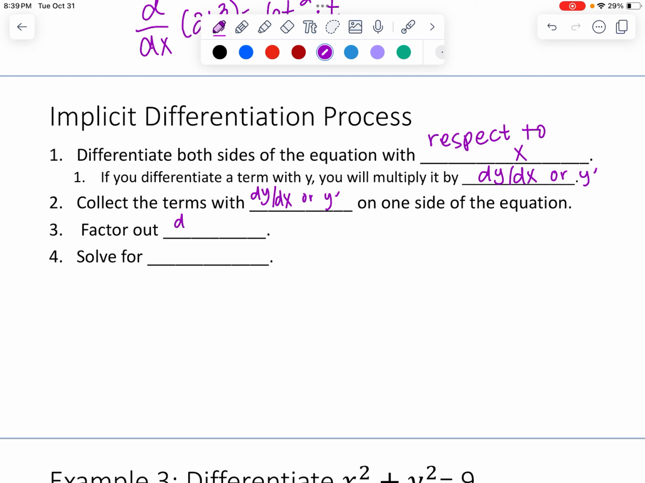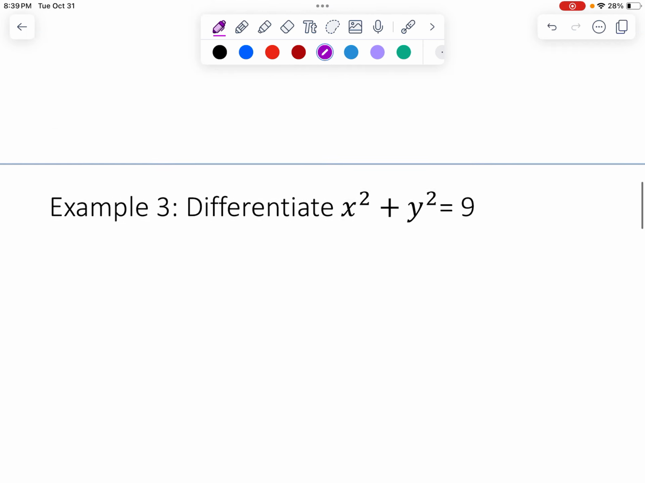Then you will factor out your dy dx, or your y prime, and then you will solve for your dy dx, or your y prime. So these are the steps you need to use to go through these problems. Feel free to just keep that handy as you do your homework, as you do these notes, and refer back to them. So let's talk about what we actually mean by this.